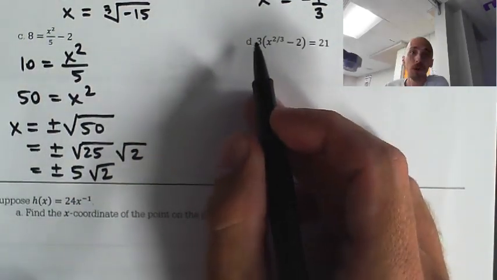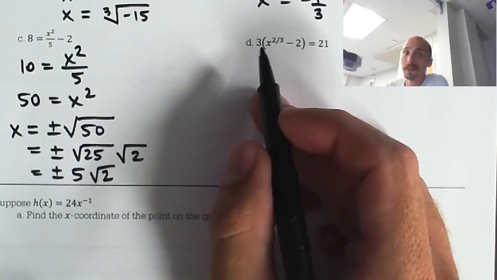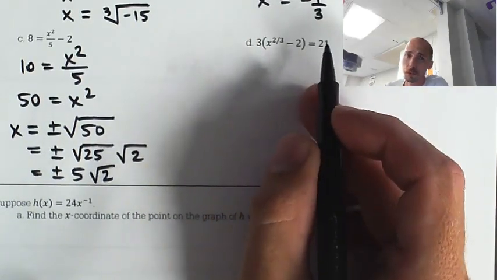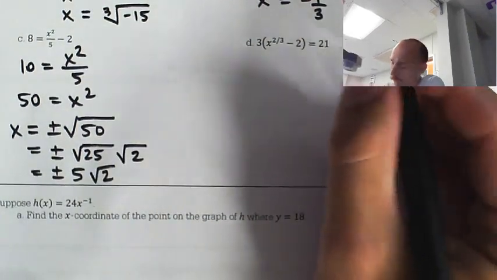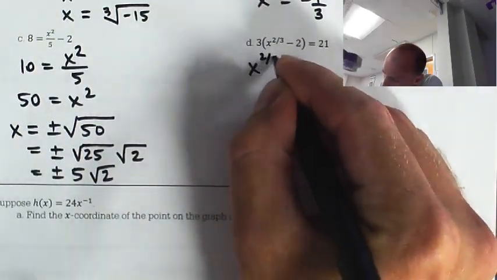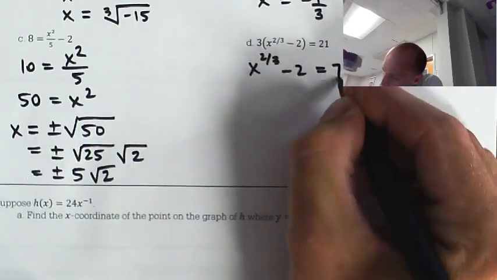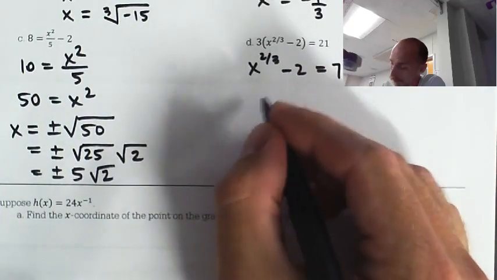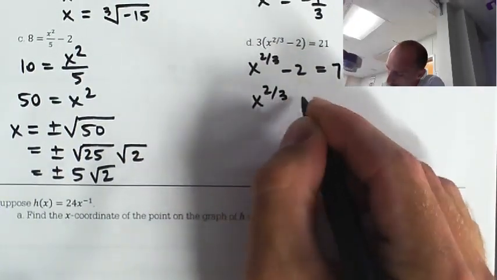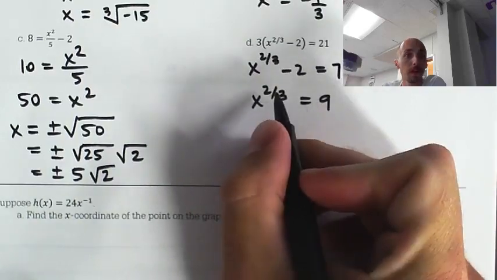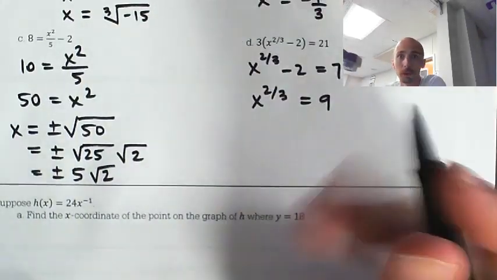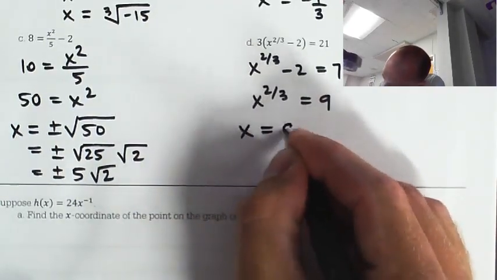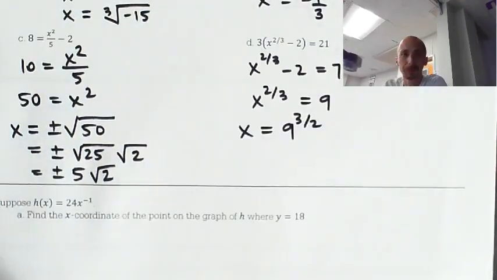Okay, I think we could distribute here, but then we'd eventually need to divide by 3 to get the x on its own. So since 3 does divide 21, I'm just going to start by dividing both sides by 3. So I'm going to have x to the 2/3 minus 2 equals 7, because I divided both sides by 3. Now I'm going to add 2 to both sides. And then I'm going to take both sides to the 3/2 power so I can get x to the first, because that's always what I'm looking for, is just x to the first. So I'm going to say x equals 9 to the 3/2.